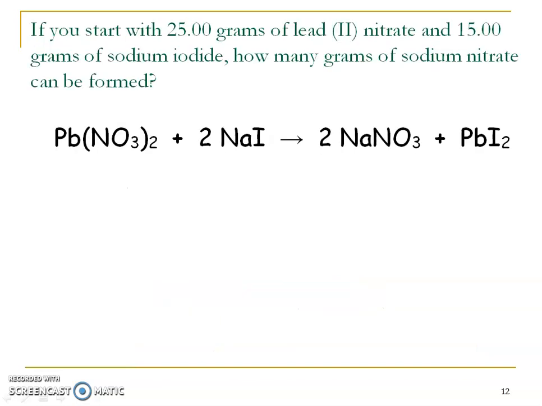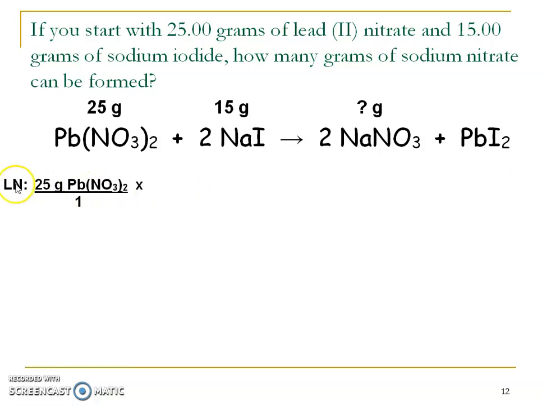Now, again, think about where the question mark is going to go and where our numbers are going to go with what unit. So it says how many grams of sodium nitrate. So there's going to be my question mark with grams. I have 25 grams of lead nitrate and 15 grams of sodium iodide. Okay, so again, we have to do the stoichiometry problem twice, come up with the moles of sodium nitrate and do a comparison, and then we can finish the problem.